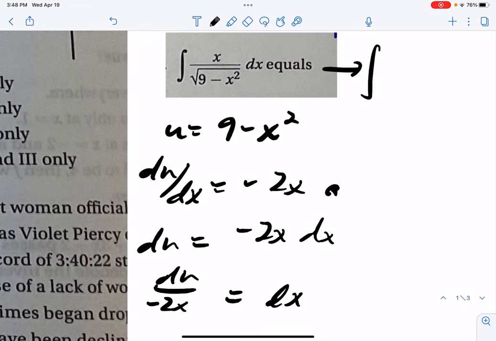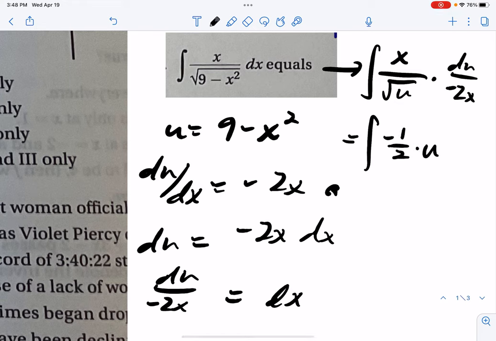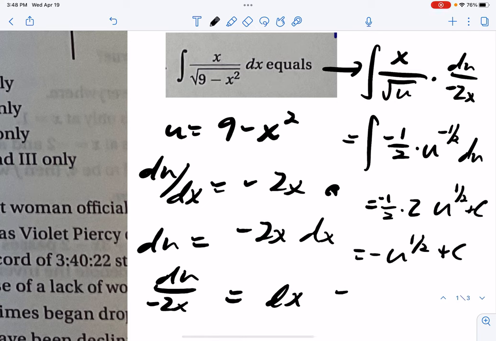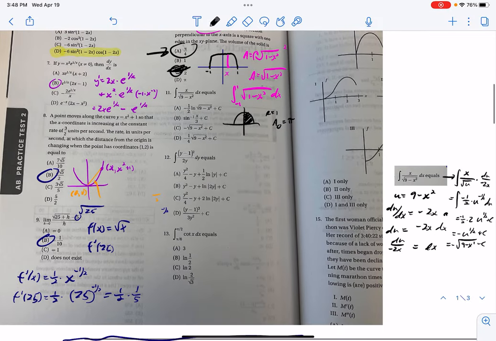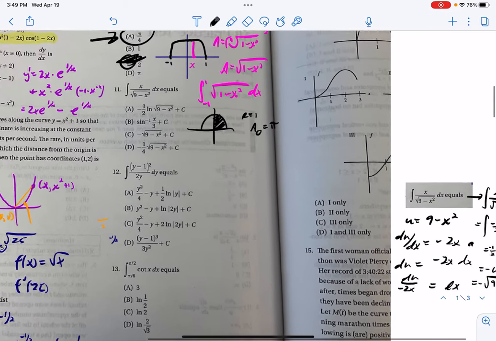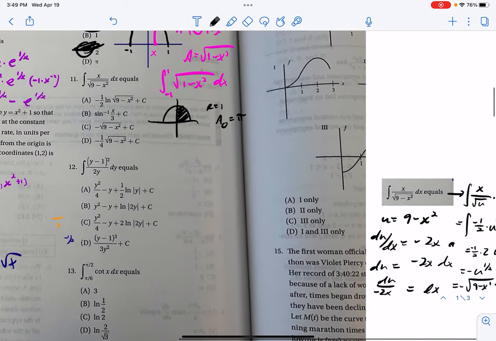So when I make my substitution, I have x, I have the square root of u, and then dx is du over negative 2x. Those x's cancel. So I have negative 1 half times u to the negative 1 half. So this is negative 1 half times the integral. We have negative u to the 1 half plus c, which is negative the square root of 9 minus x squared plus c. And that is C.